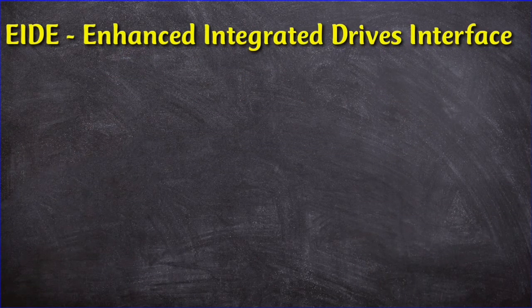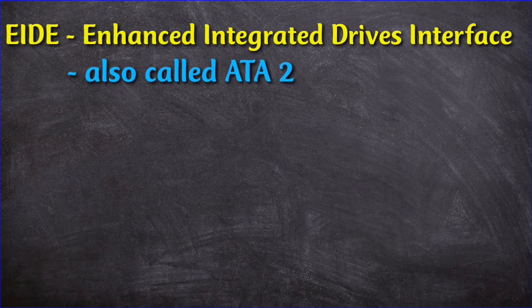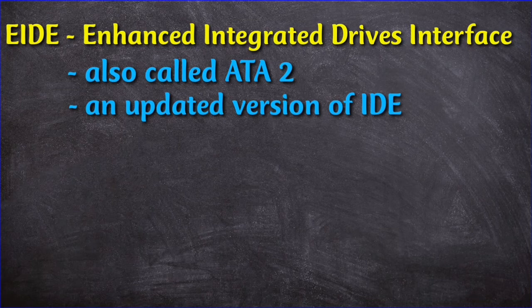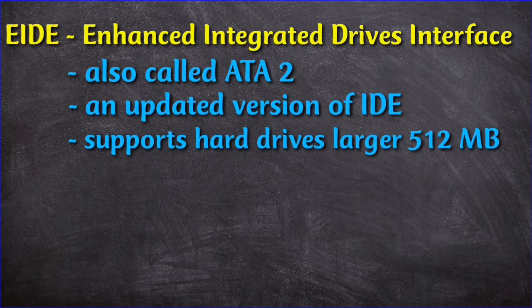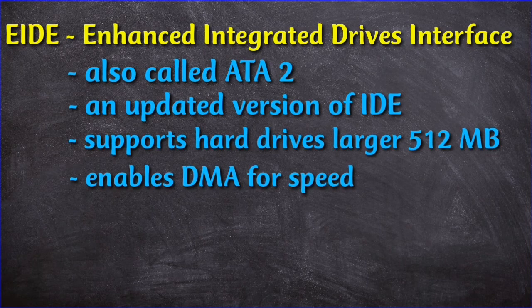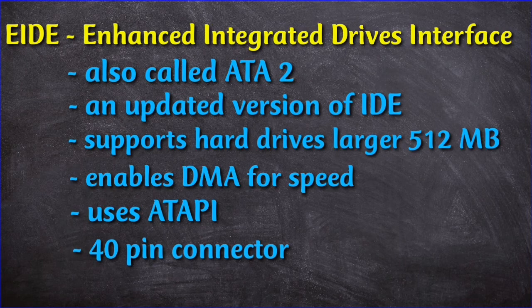EIDE or Enhanced Integrated Drive Electronics, also called Advanced Technology Attachment 2 or ATA-2, is an updated version of the IDE drive controller interface. EIDE supports hard drives larger than 512 megabytes. It also enables DMA or direct memory access for speed, and uses the ATAPI or Advanced Technology Attachment Packet Interface to accommodate optical drives and tape drives on the EIDE bus. An EIDE interface uses a 40-pin connector.